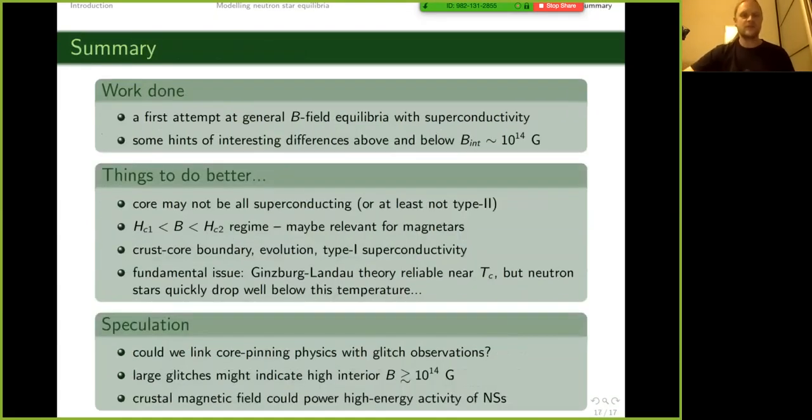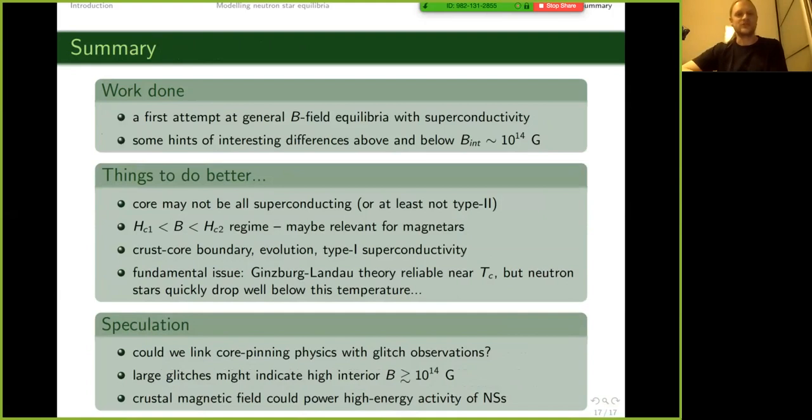So to summarize what this talk was trying to show you. The more concrete things: there's a first set of magnetic field solutions for a neutron star when the core is superconducting. And there's some hints that there are interesting differences in the qualitative geometry of the magnetic field above and below about 10 to the 14 Gauss inside the star. So that's the things done right.